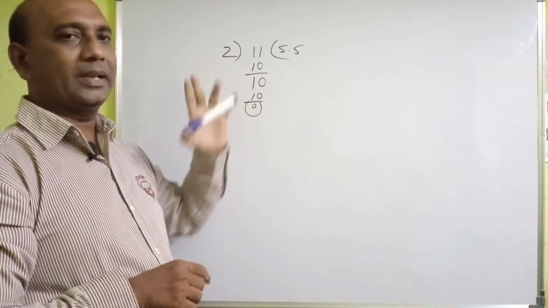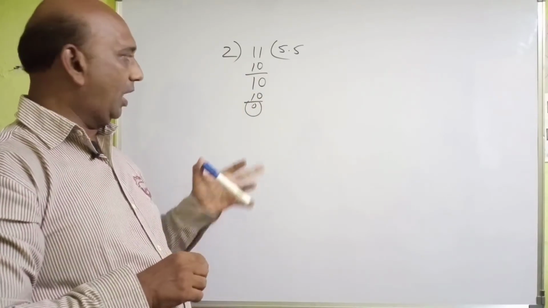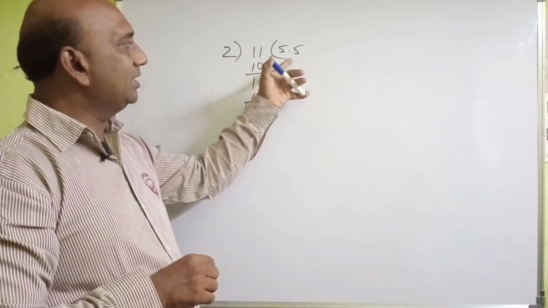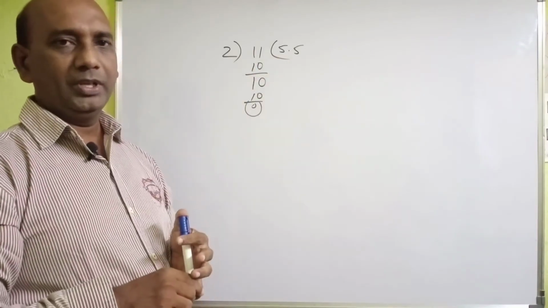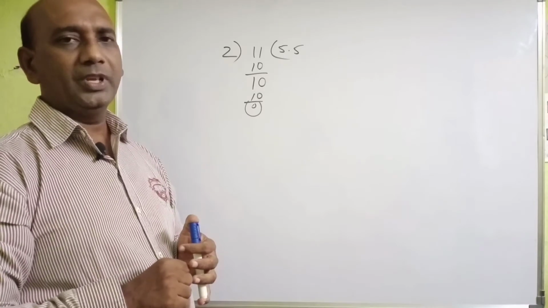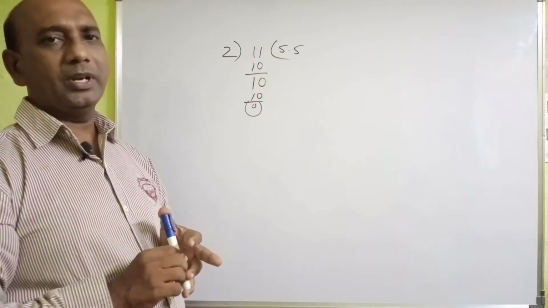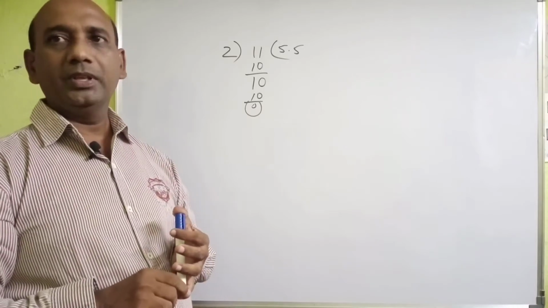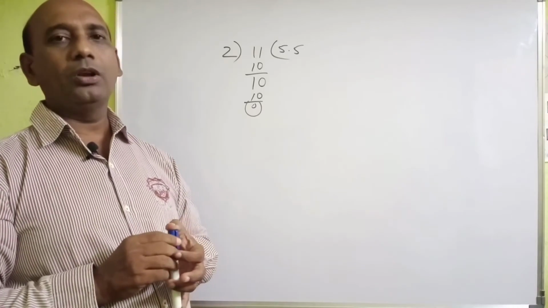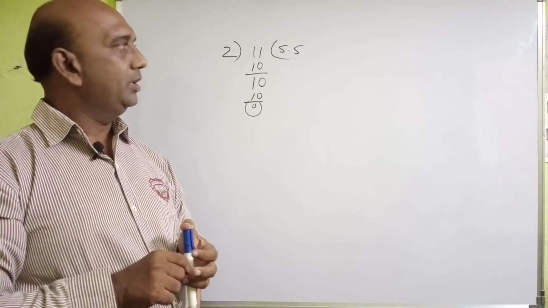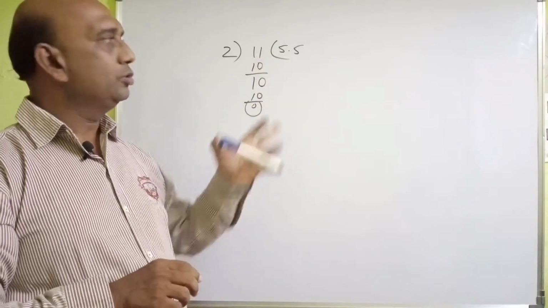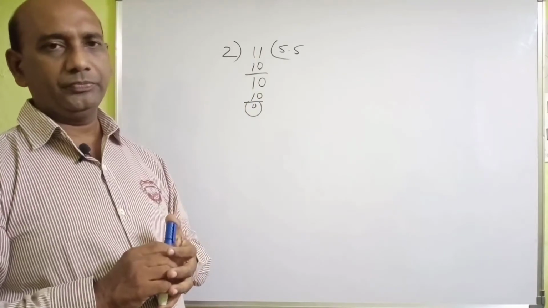Closed means terminated. After getting the remainder 0, we call it a terminating decimal. If the division is completed, we call it a terminating decimal. If the division does not complete, then it will be a non-terminating decimal. Here the division terminated, that's why we call it a terminating decimal. So 5.5 is a terminating decimal.